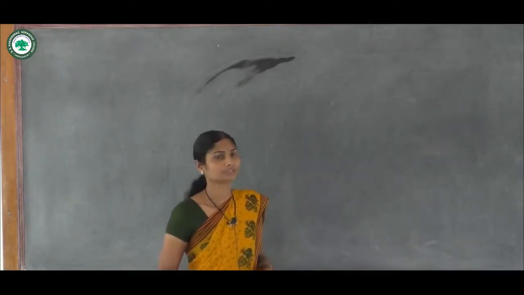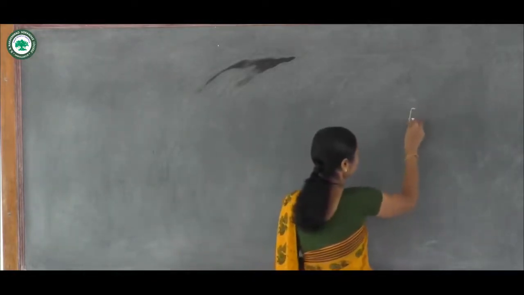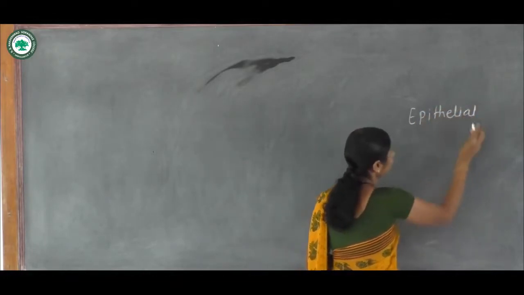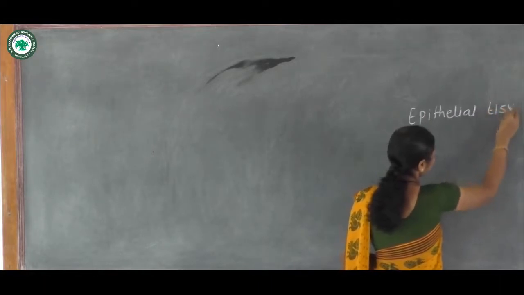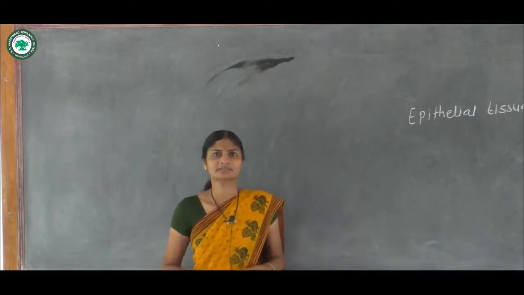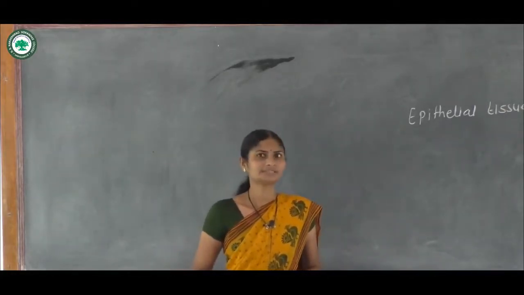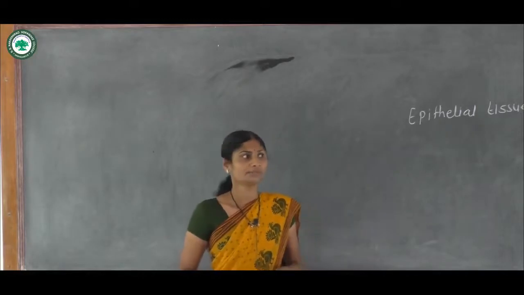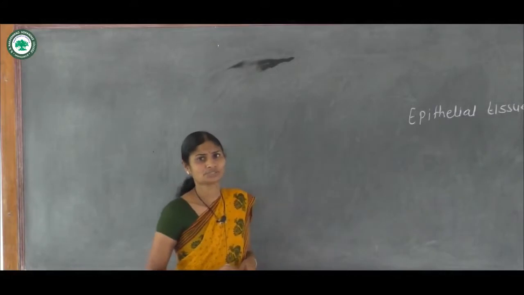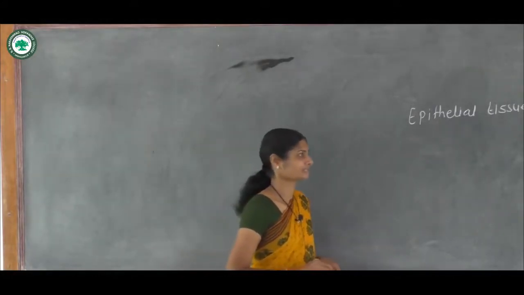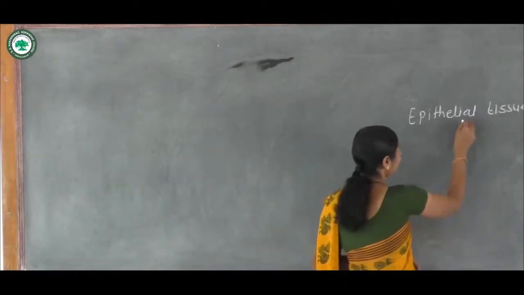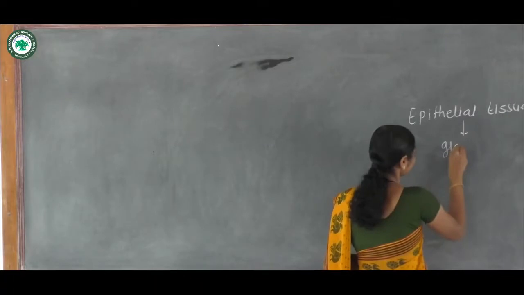Today we will learn about epithelial tissues, for the B.Sc. third year class. The subject is Mammalian Histology and the topic is epithelial tissue. These epithelial tissues are divided into two parts. First is membranous tissue and second is glandular epithelium.